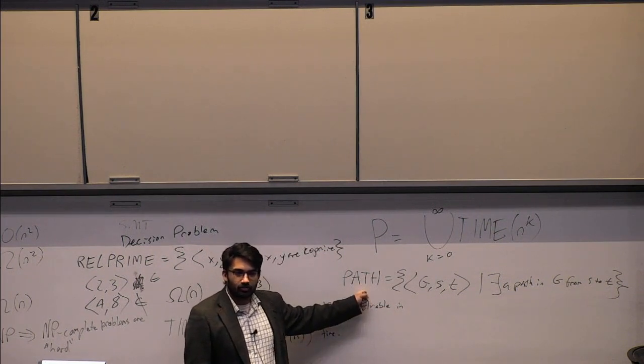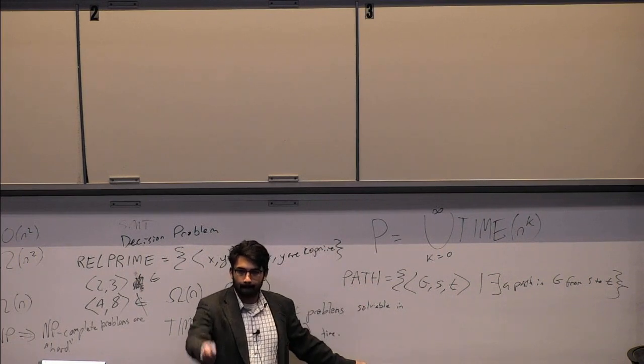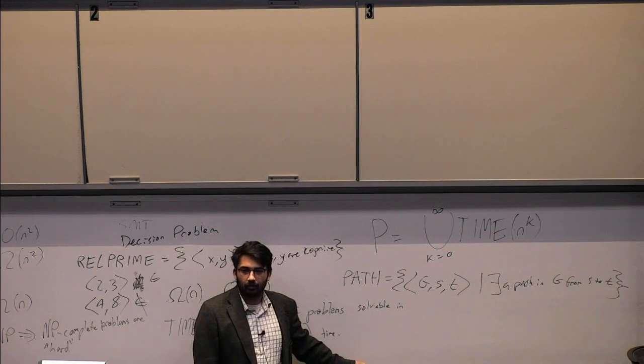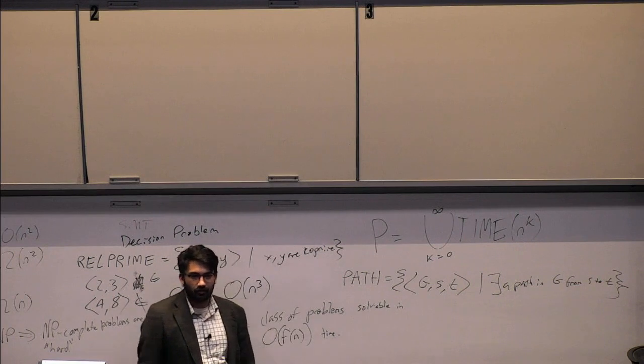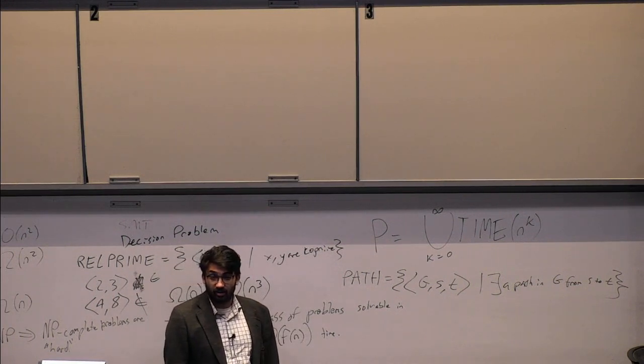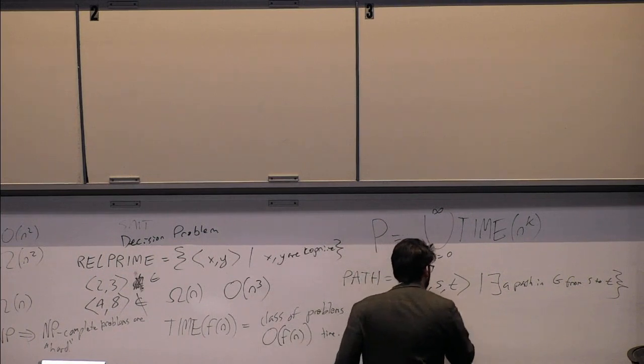What do we know about this problem? How do we solve this problem? What's an algorithm for this problem? That would work. Basically any graph traversal algorithm would work, DFS. All of them, brute force would also work. Brute force is a bad one, but the fact that we have a good solution to the problem means that we can conclude that path is a problem that is in P.